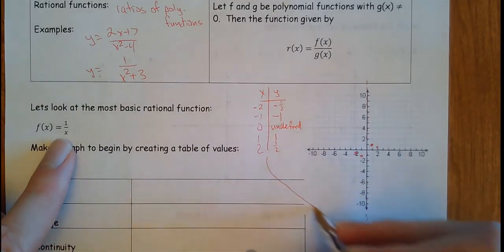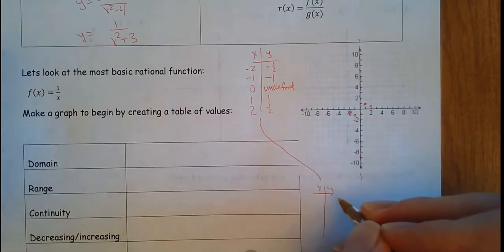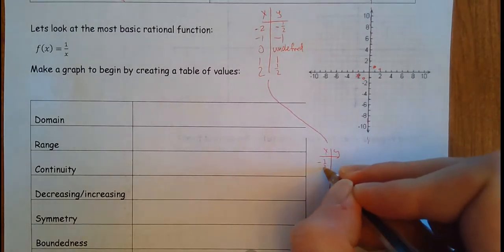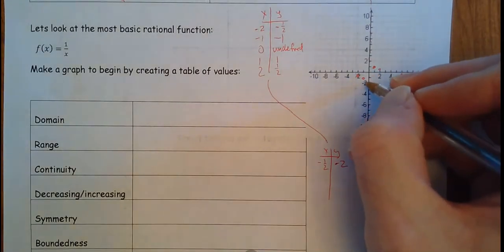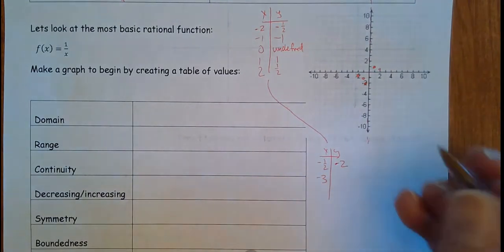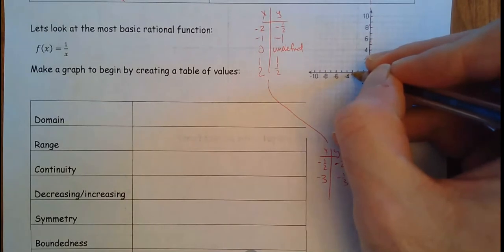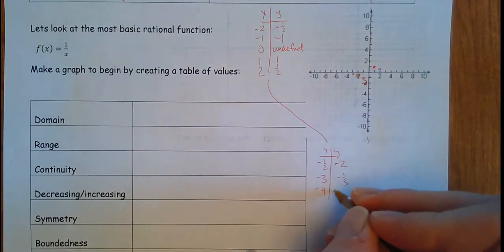I'll continue my XY table. Let's try -1/2. If I plugged in -1/2, 1 over -1/2. When you divide by a fraction, you flip it over, so that'd be -2. Then if I went -3, 1 over -3 would be -1/3, so this would be -1/3 down. How about -4? Well, that'd be -1/4.